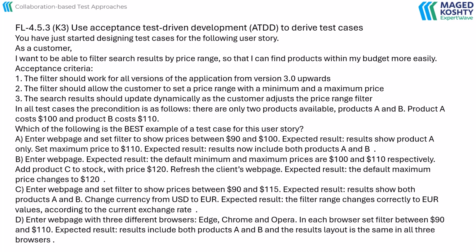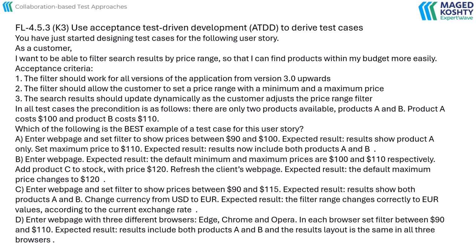Fourth and last question. You have just started designing test cases for the following user story. As a customer, I want to be able to filter search results by price range so that I can find products within my budget more easily. Acceptance criteria. 1. The filter should work for all versions of the application from version 3.0 upwards. 2. The filter should allow the customer to set a price range with a minimum and a maximum price. 3. The search results should update dynamically as the customer adjusts the price range filter.